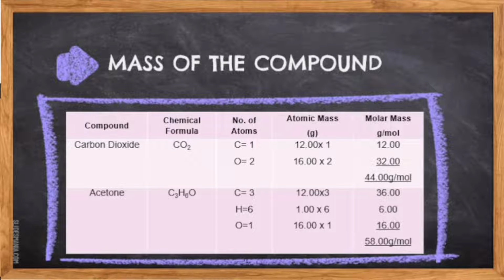Multiply it with the number of atoms. So 12 times 1 is equal to 12 grams per mole. 16 times 2 is equal to 32. Then add it all. So you will get 44 grams per mole. That is now the molar mass of carbon dioxide. Same procedure with acetone. So you will get 58 grams per mole for acetone.